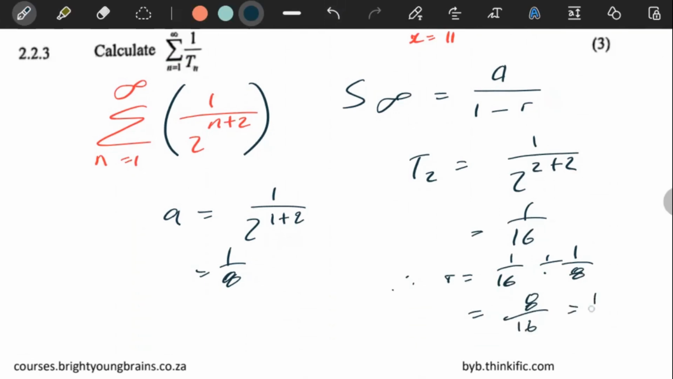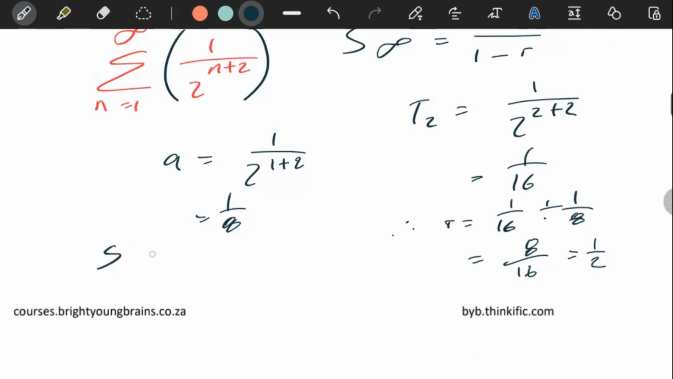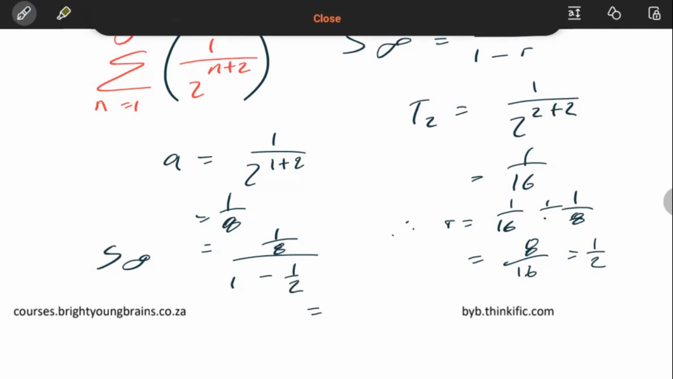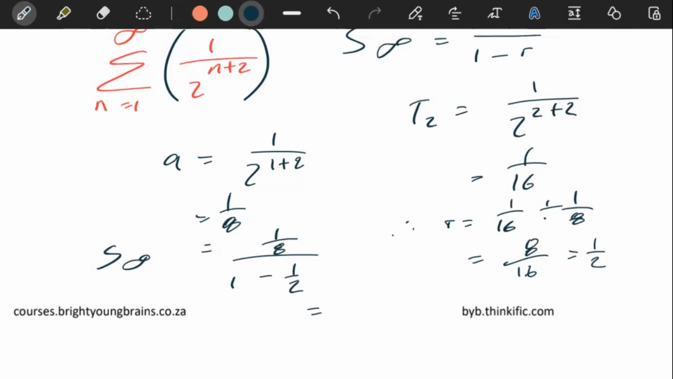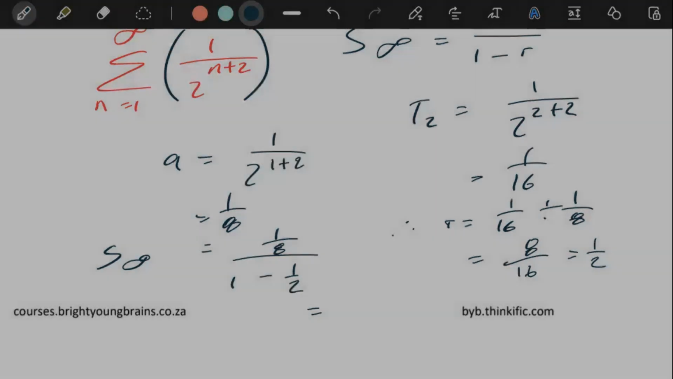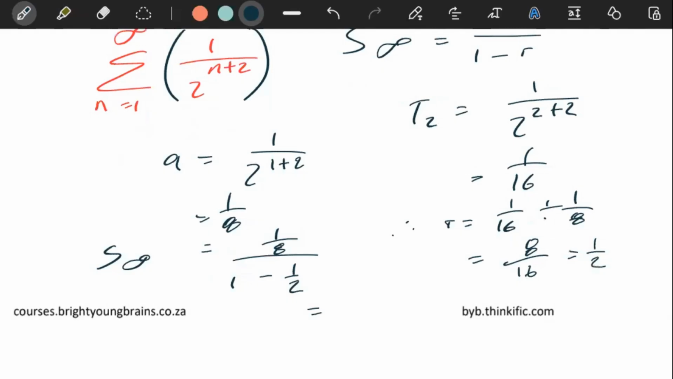See? So with that being said, our sum to infinity would then be 1 over 8 over 1 minus a half. This makes better sense because anytime you have a sum to infinity question, your value of r has to be smaller than 1, but it has to be bigger than -1. So all this in the calculator, we're getting a quarter. There you go.